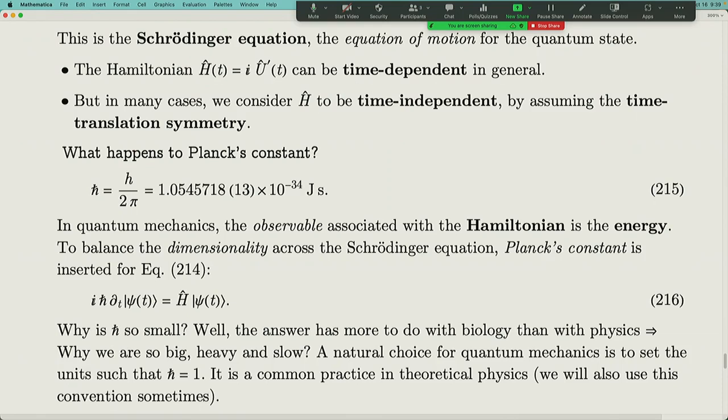You can see this is a very small number, 10 to the minus 34 joules second. Well, the answer is more to do with biology than physics. It's actually a question about why we are so big, so heavy, and so slow. Because when humans define these two units, joules and seconds, it's based on the human experience. Second is something we can experience in our daily life.